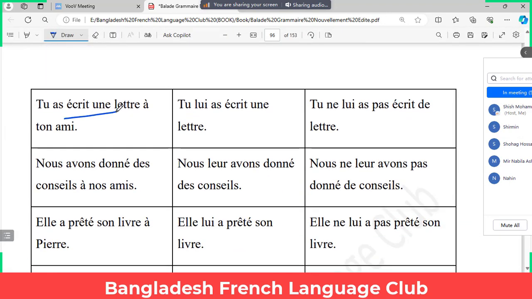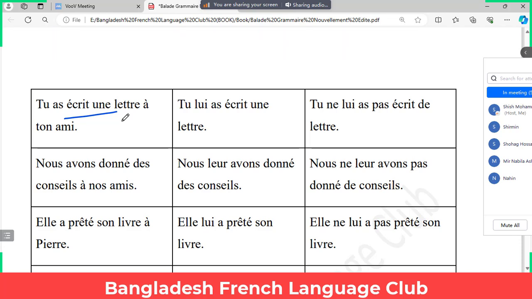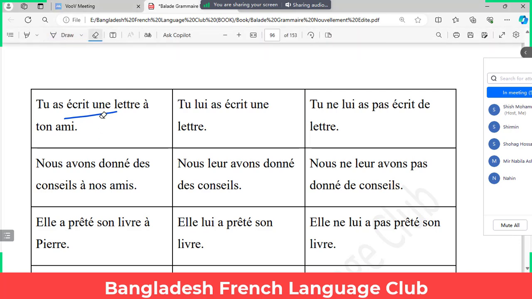And this one: Tu as écrit une lettre à ton ami. Okay, this is a bit different. In this sentence there are two objects. The first object is une lettre, and the second object is à ton ami.